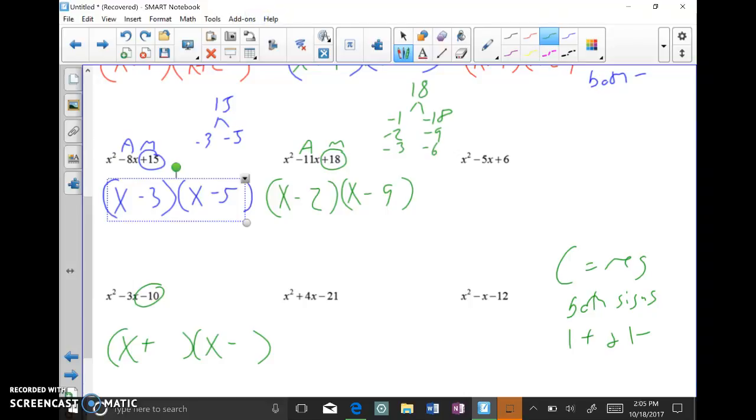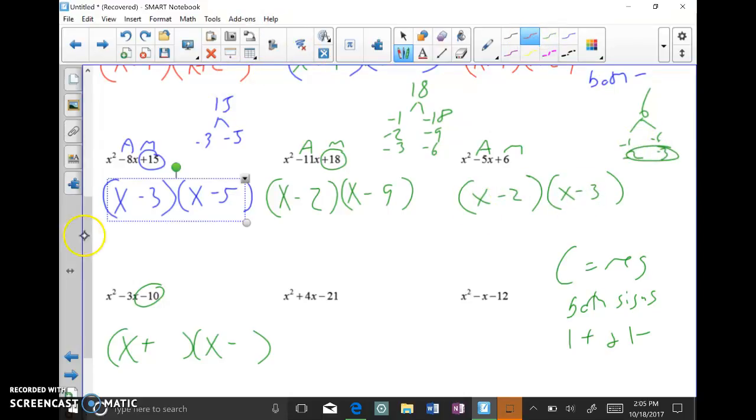Another one over here. This multiplies to 6. 6 is an interesting one because sometimes it's 1 and 6, sometimes it's 2 and 3. But again, I need them to add to a negative, so I'm looking for negatives. And I'm looking for the pair that adds to -5. There it is. x minus 2, x minus 3.